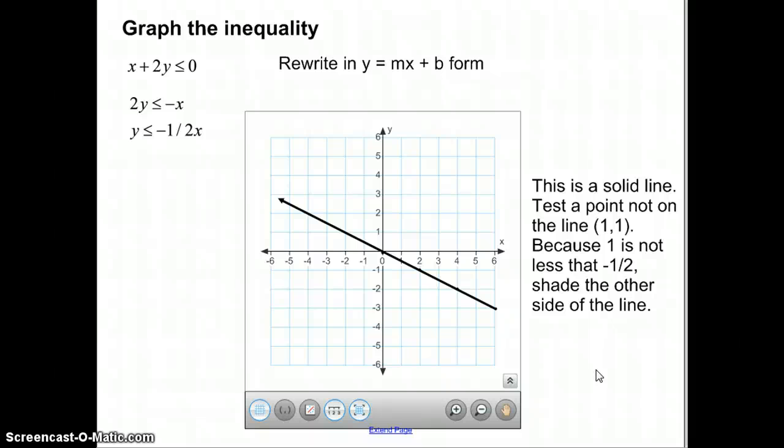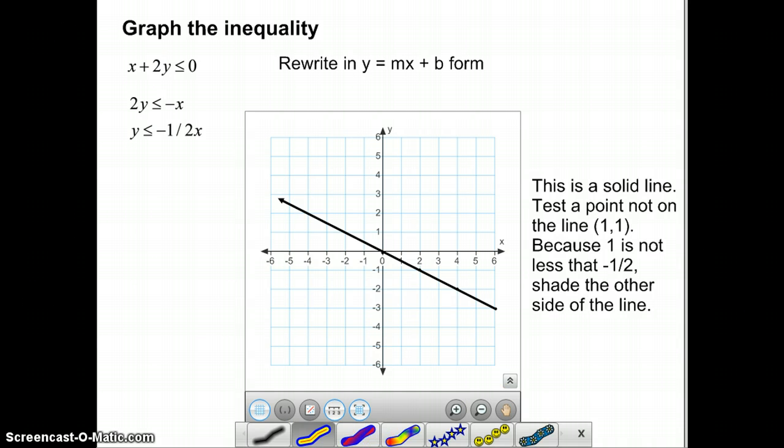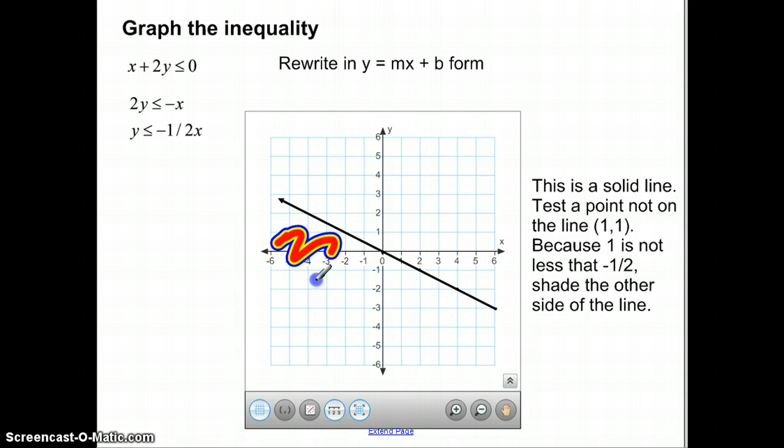0 is on the line, so you should stay away from that. So I'm going to test 1, 1. That's above the line. And when I put 1, 1 in there, I see that 1 is not less than negative 1/2. So we're going to actually shade the other half of the line. So we pick up our pen and we shade this side of the line this time.